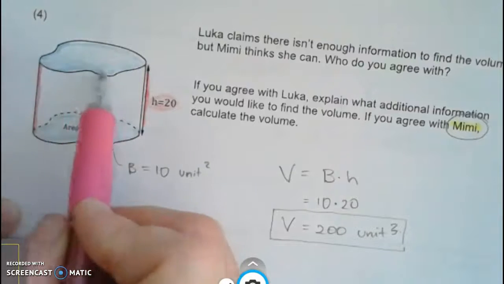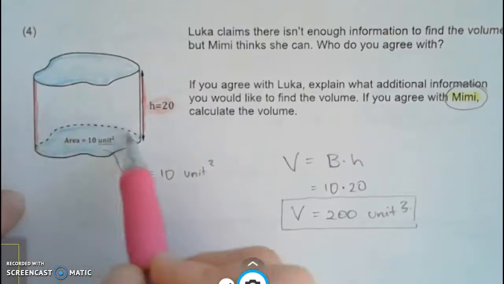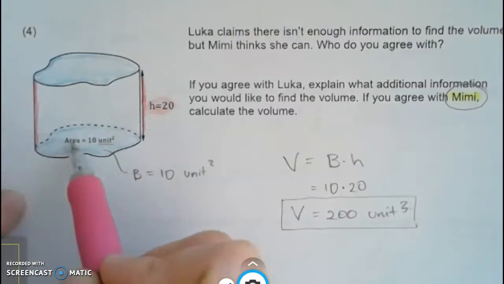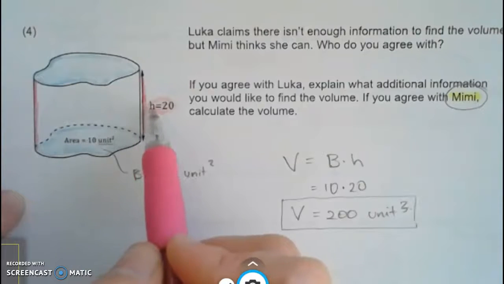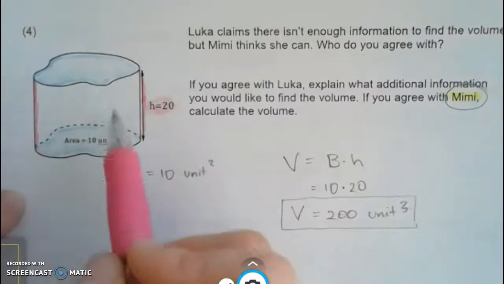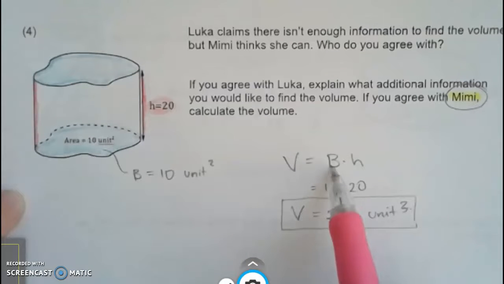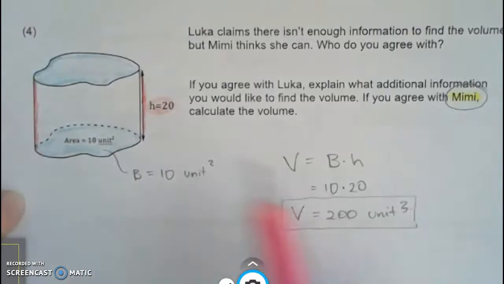It doesn't really matter how uneven it is, because if you know the area of the base, the volume is always just going to be the base area multiplied by how far apart the two bases are, and that is 20. So the height is 20. To figure out the volume, it is big B, the area of the base, multiplied by h. The area of the base we're told is 10 units squared, and the height is 20, so 10 times 20 is 200 units cubed.